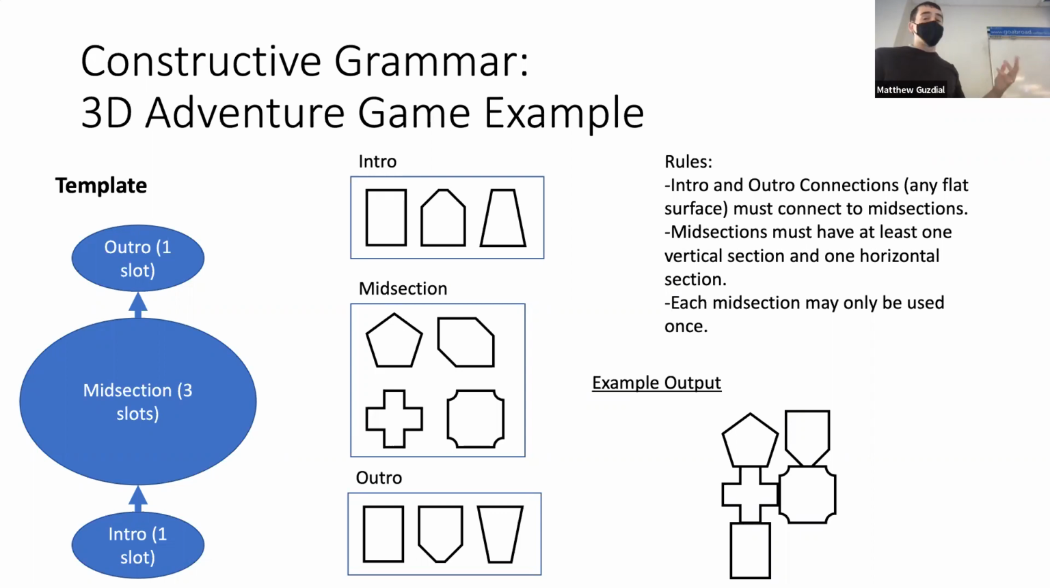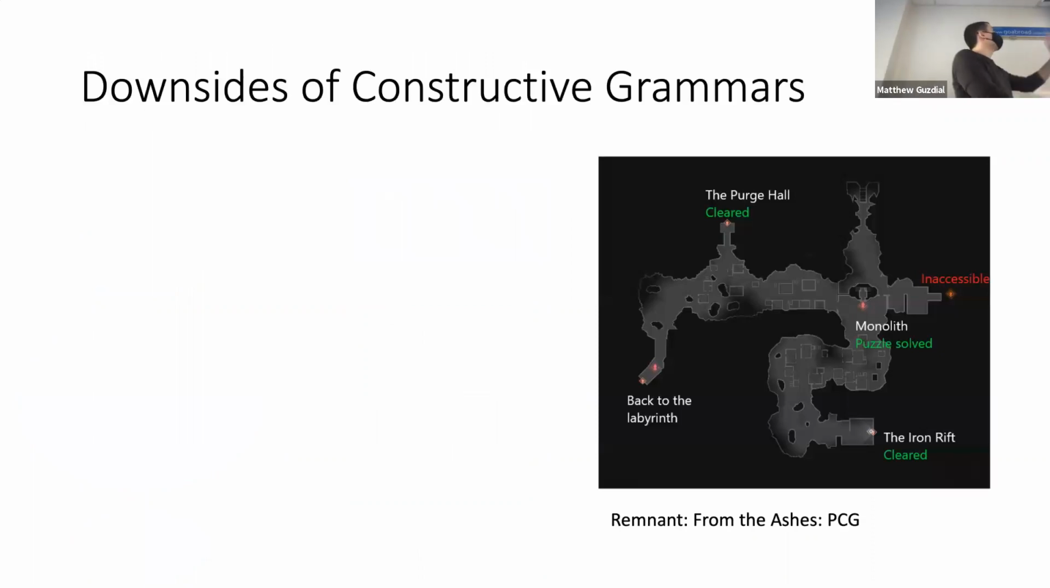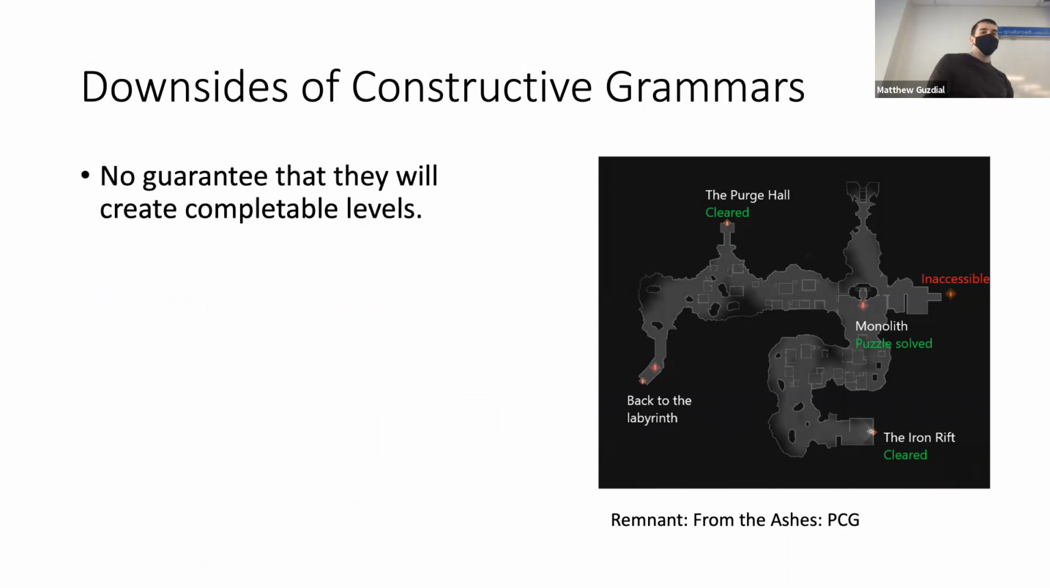You're going to be doing a similar process, but you'll be tweaking the fitness function and neighbor function for assignment 5. So there are some downsides of constructive grammars. For example, there's no guarantee that they will create completable levels, because we're doing this in one shot, right? We're just going from the beginning to the end, generally, of whatever our content is. There's no way to ensure that the content is actually good. We're not evaluating it at any point, right?